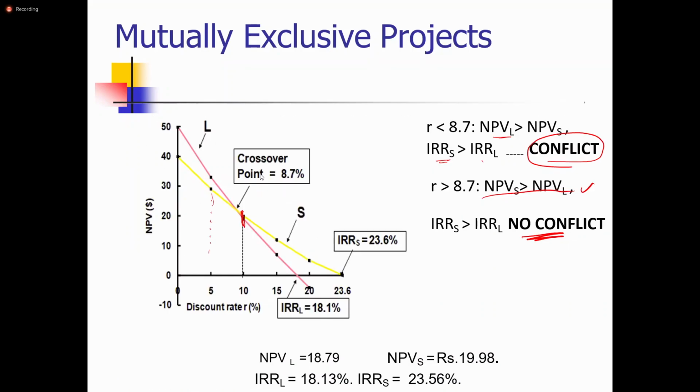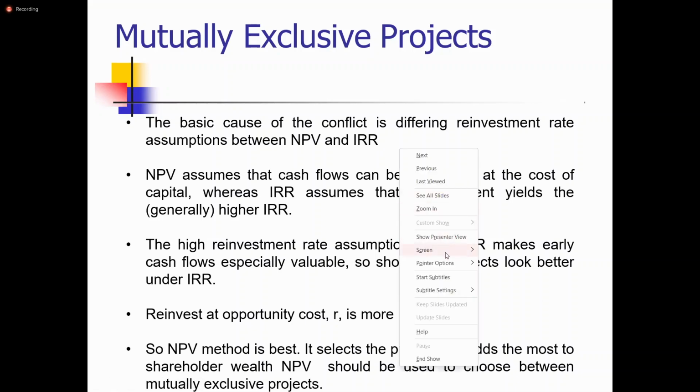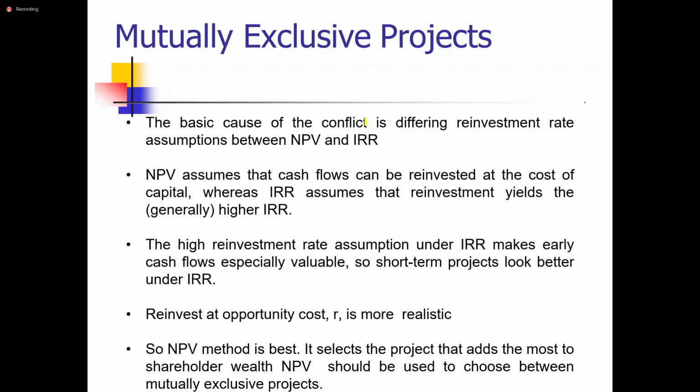The reason is, I told you when we discussed NPV and IRR, that in the NPV our reinvestment assumption is the cost of capital. We reinvest cash flows at the cost of capital. In the IRR calculation, we reinvest the cash flows at the IRR. So because of this difference in reinvestment rate, the basic cause of the conflicts is the differing reinvestment rate assumption between the NPV and IRR. In the NPV, we assume that we are reinvesting at the cost of capital. In the IRR, we assume that we are reinvesting at the IRR. So because of this reinvestment assumption difference, this happened.